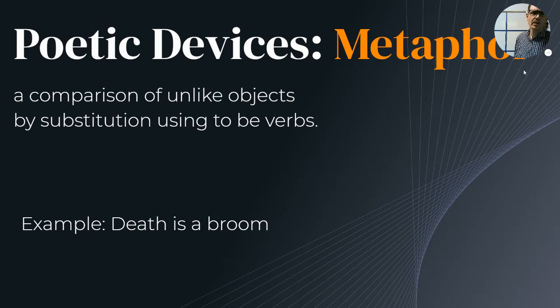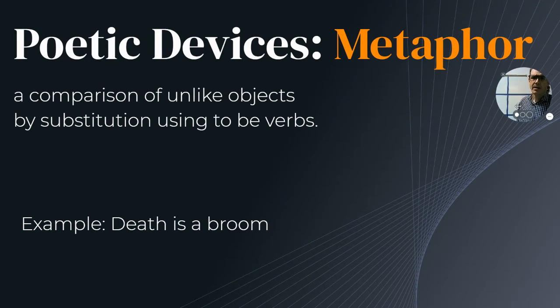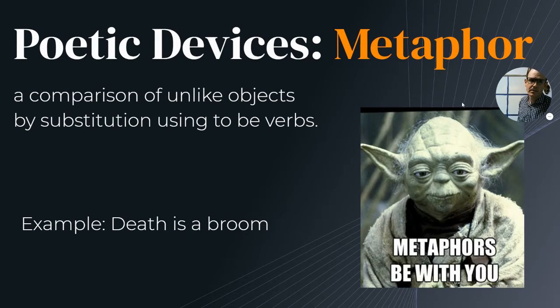Then we have metaphor. And a metaphor is a comparison of unlike objects by substitution using to be verbs. So instead of saying like or as, it's saying they are the same. Death is a broom. Okay? Death and broom are the same, without using that like or as. And a metaphor is any comparison.